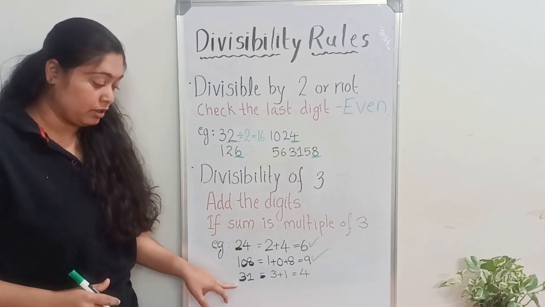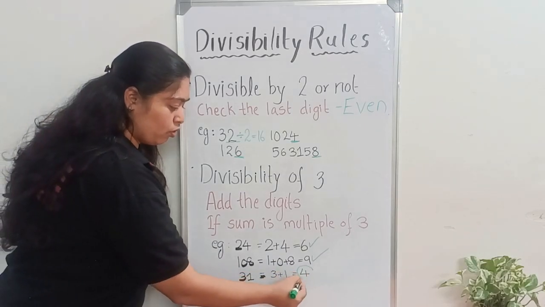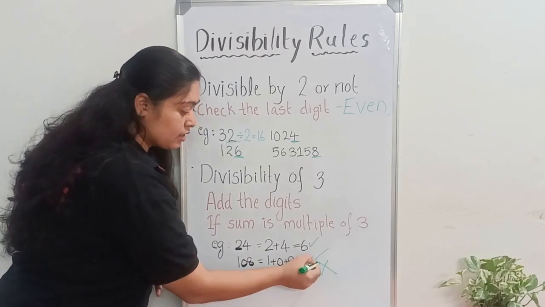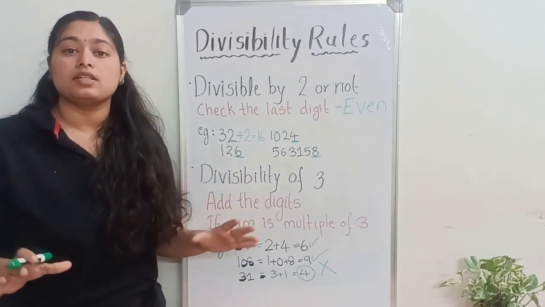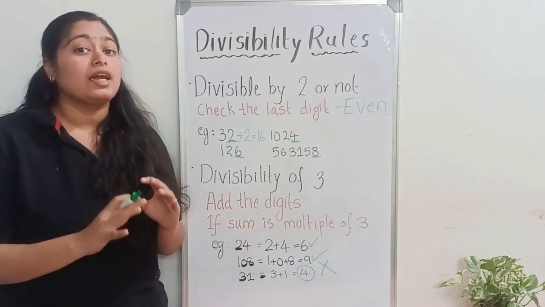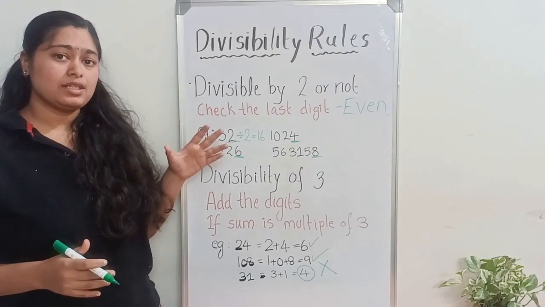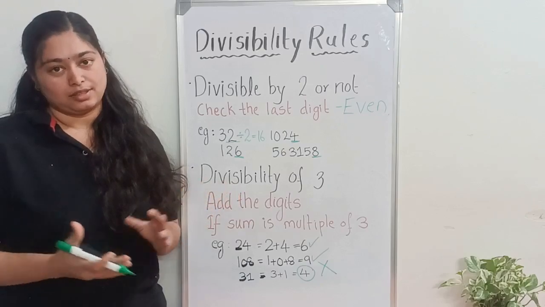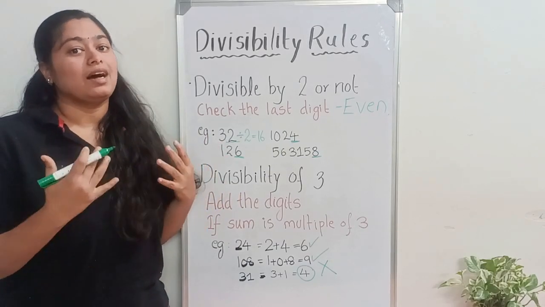The last example is 31. 3 plus 1 is 4. No, 4 is not a multiple of 3, so this is not divisible by 3. You will never see 31 in the multiplication table of 3. It does not have 3 as a factor. So, if you know these divisibility rules, it makes it easier to find the factors. Let's continue with the divisibility rules of other numbers also.